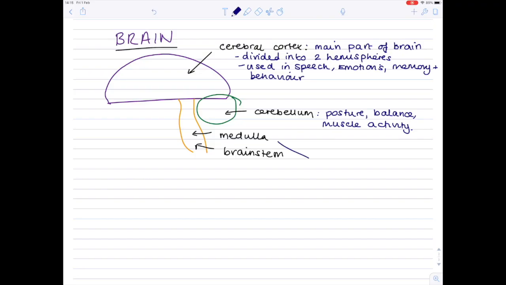And now lastly, the medulla, or the medulla oblongata, if we're giving it its full name. This is really the control center of the brain. So it controls everything that keeps you alive. So it controls your breathing rate and your heart rate, so the speed at which both of these things happen. And lastly, your reflexes.